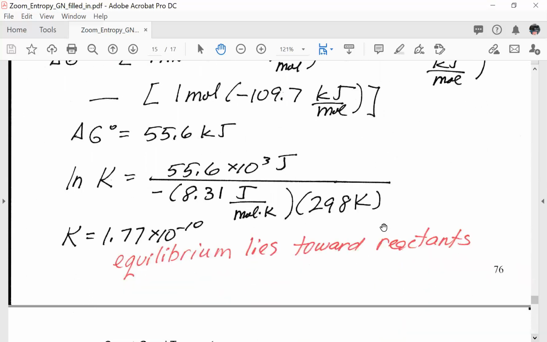We plug it into our expression. Here's our delta G over minus R, and there's our T. Take the antilog of both sides, and we get our K is 1.77 times 10 to the minus 10. Our equilibrium lies towards the reactants.